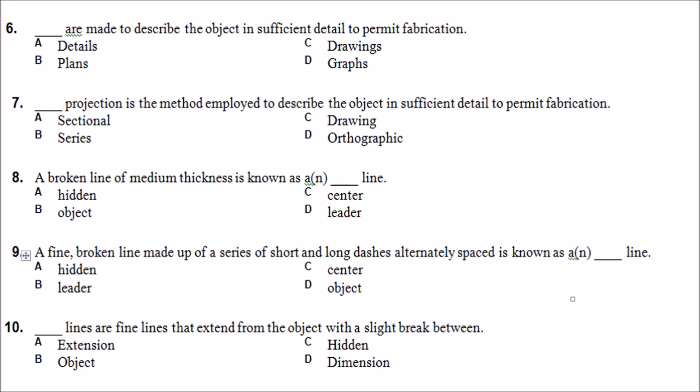Number 9. A fine broken line made up of a series of short and long dashes alternately spaced is known as what type of line? Center line. The answer is C. Number 10. The blank lines are fine lines that extend from the object with a slight break between. That answer is A. Extension lines.